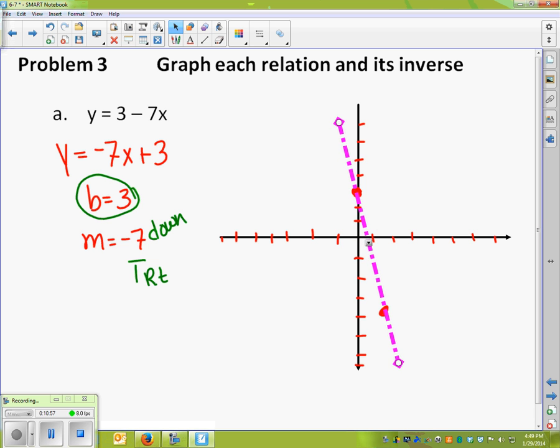So I want to find the inverse of it and graph it on the same coordinate plane. So I want you to practice. Go ahead and push pause and find the inverse of y equals 3 minus 7x. When you're done, resume and check your answer.